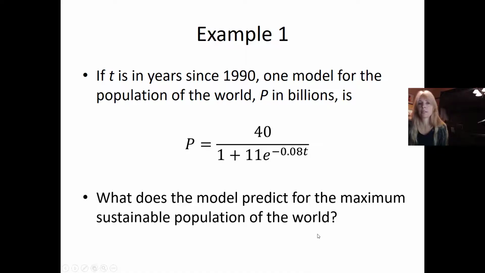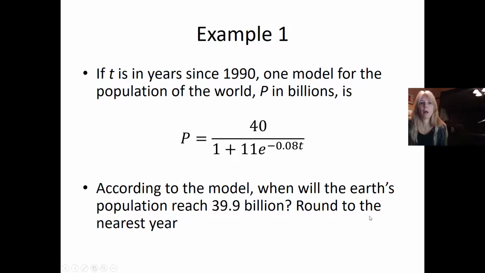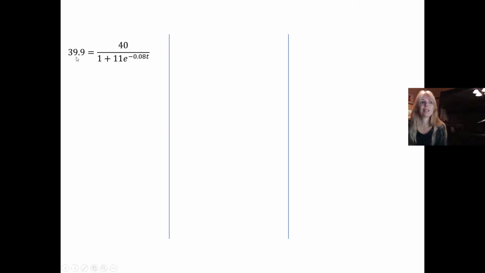You should be able to answer that just by looking at this. It's the carrying capacity. So that would be our maximum sustainable population, and this is in billions, so 40 billion. According to the model, when will the Earth's population reach 39.9 billion? Well, we set this equal to 39.9, and then we go through the algebra and solve this.